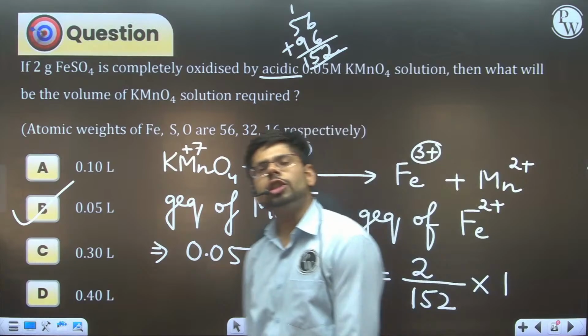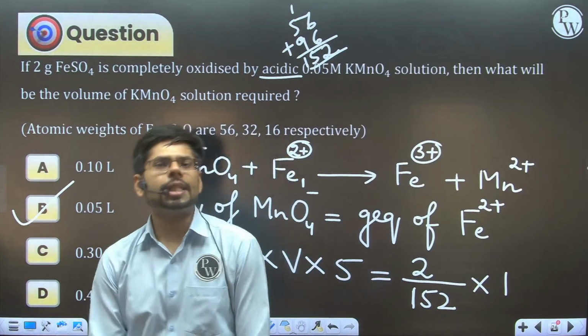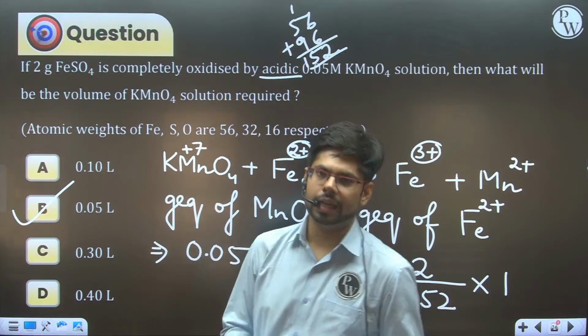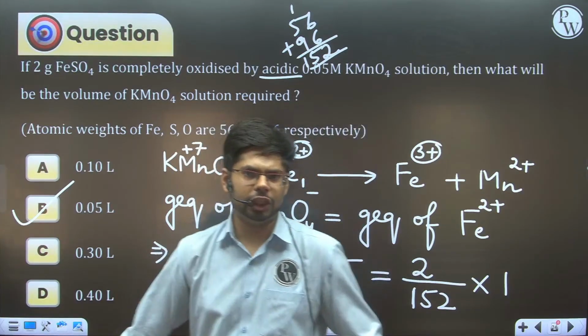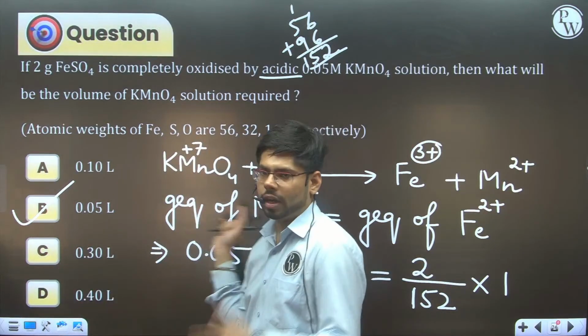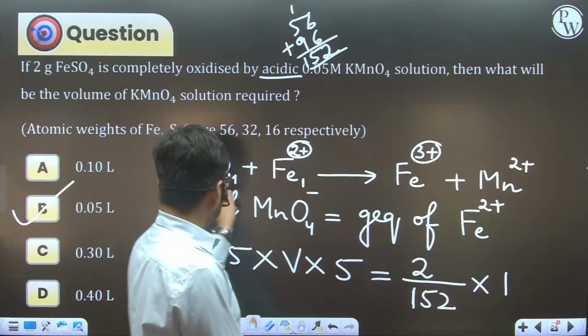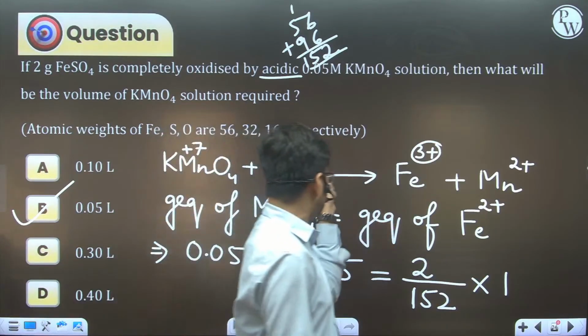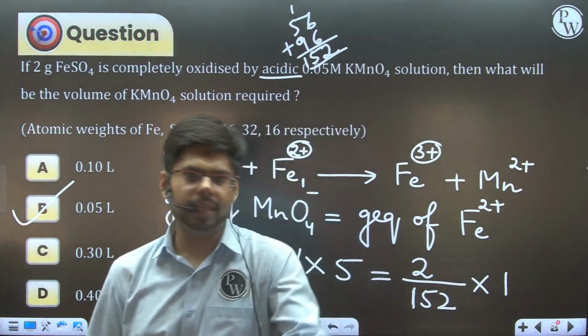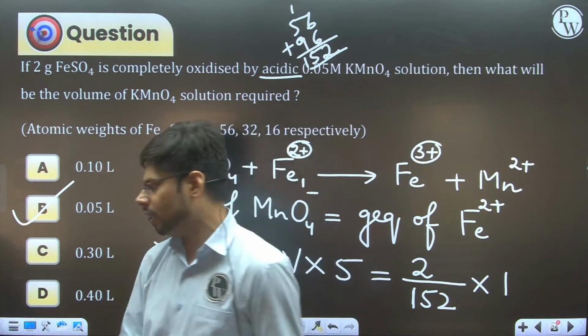So what is the conclusion? The conclusion is that whether it is an acid-base reaction or a redox reaction, we can use the law of equivalence easily without hesitation, and we don't need to balance the equation. Simply use GEQ or MEQ. So here I have used GEQ of MnO4 minus equal to GEQ of Fe2 plus. For an acid-base reaction, I will write GEQ of acid is equal to GEQ of base reacted.